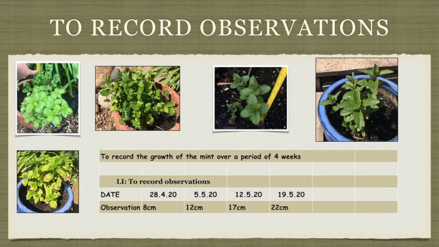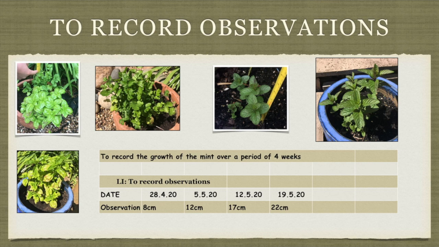So I kept a record of all the data. So here we're going to record the growth of the mint over a period of 4 weeks. So the aim is to record our observations. So I put the dates. On the 28th of April, the mint was only 8 centimeters tall. And then on the 5th of May, I remeasured, and the mint had grown to 12 centimeters. And then a week later, the mint had increased by 5 centimeters, and when I measured it, it was 17.